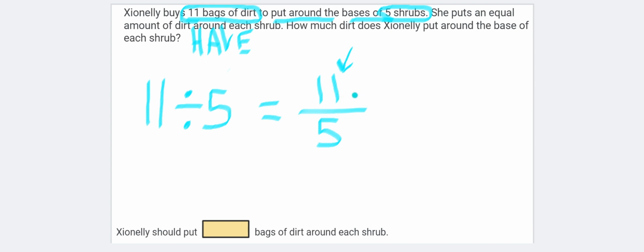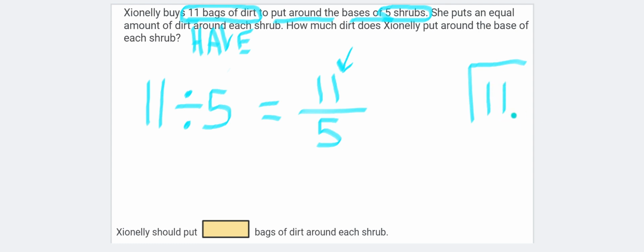What type of fraction is 11 over 5? It is an improper fraction. We know it's improper because the numerator is bigger than the denominator. So I know this fraction bar, what operation does this mean? That's right, it means division. So which number is going to go inside the cave? That's right, 11 would go inside.